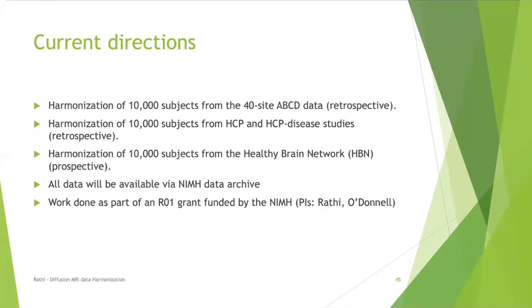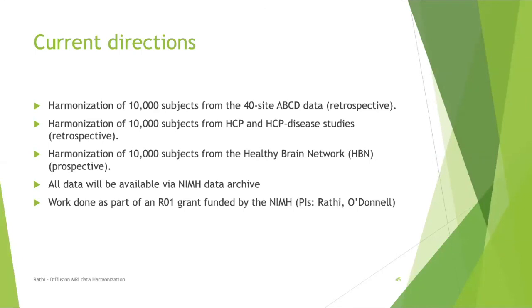And so our focus right now is on that. Our current directions are that we are harmonizing a 10,000 data set, which is a 40 site dataset, done in a retrospective manner. There are also 10,000 subjects from the HCP and the disease connectome, as well as 10,000 subjects from the healthy brain network, which will be a prospective study, harmonization where traveling subjects will be available. And all of this data, once harmonized, will be available on the NIMH data archive.